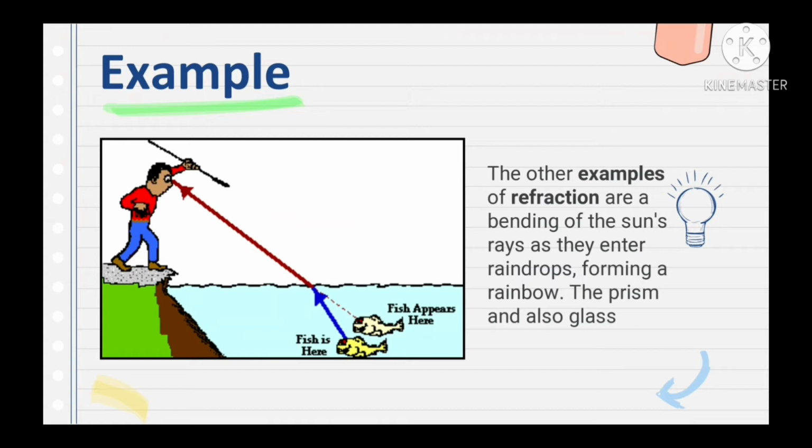When white light enters the prism, the different wavelengths of light are refracted. And also glass. Glass is a perfect everyday example of light refraction. Looking through a glass jar will make an object look smaller and slightly lifted.